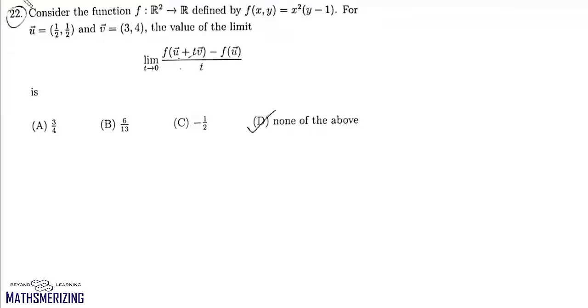Now question number 22 is, we need to find this limit t tends to 0 (f(u plus tv) minus f(u)) upon t.